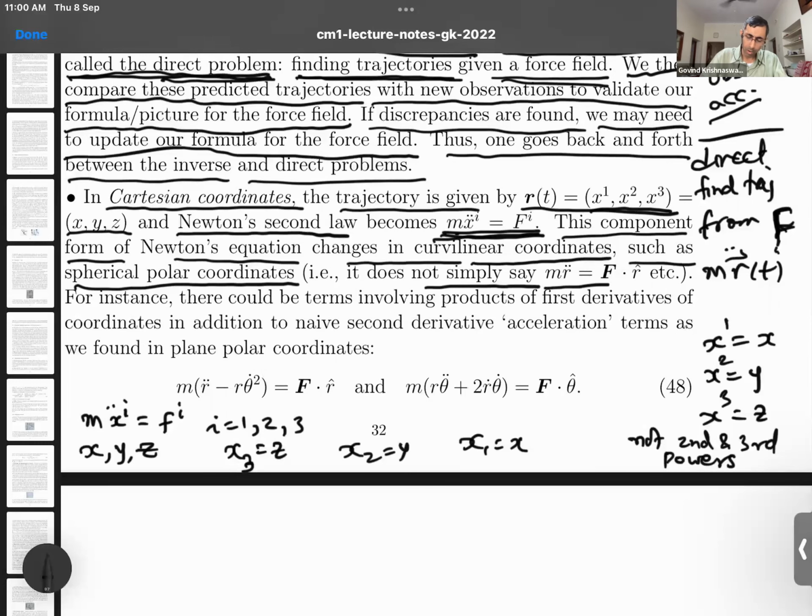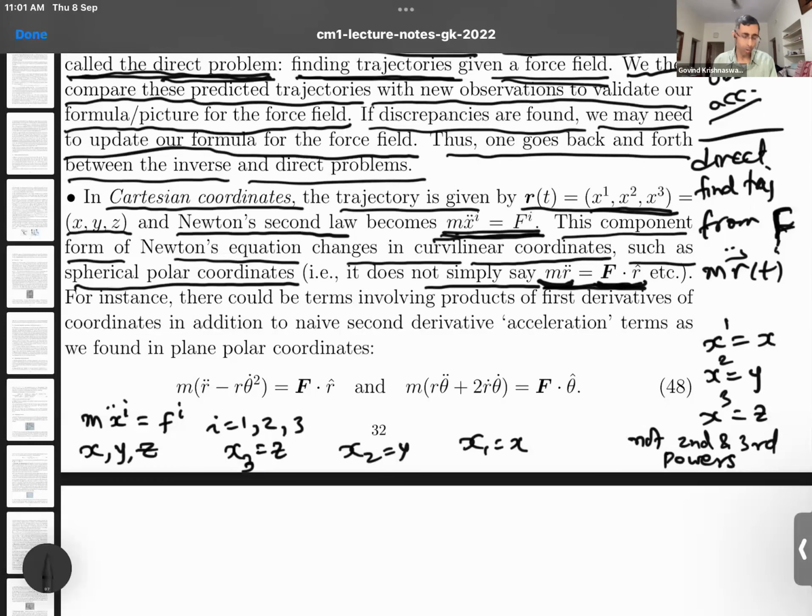that m r double dot. Let's suppose we look at r, the radial variable. It does not simply say that m r double dot is equal to the component of the force in the r direction. It is not simply F dot r hat. Okay, F dot r hat is the component of the force in the r direction. I hope you will agree with me on that. However, the mass times acceleration on the left-hand side is not simply m r double dot. In curvilinear coordinates, there are additional contributions.